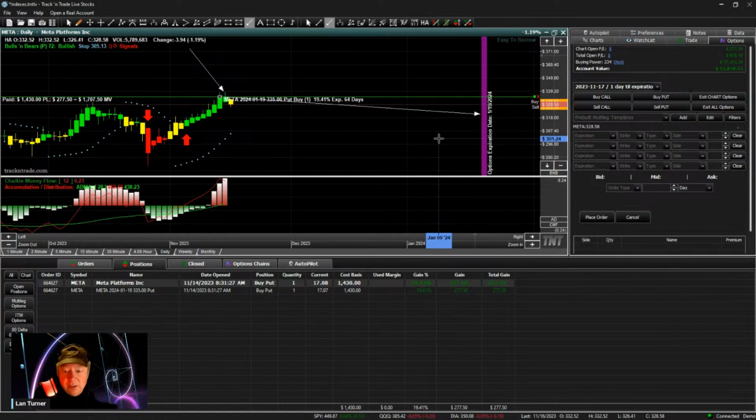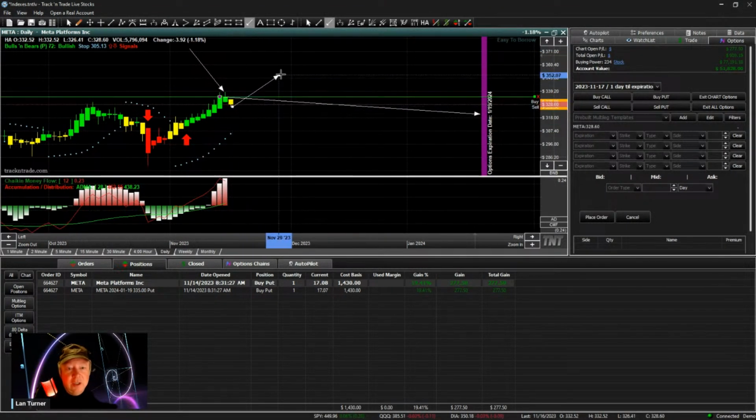So you're up $277. Do you want to take your $277 right now, or do you want to get out? What do you want to do? Do you think that Meta might turn and start to go back up? So if it now catches and starts to go back up, and it goes back up above that white line, you're going to lose money. That's really the name of the game. Okay.